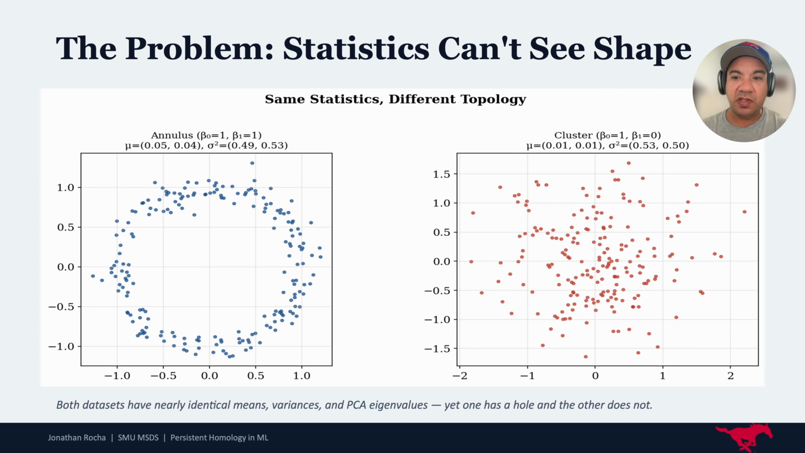This distinction, the presence or absence of topological features like connected components, loops, and voids, is invisible to traditional statistical summaries. Persistent homology gives us the mathematical machinery to detect, quantify, and leverage these features.